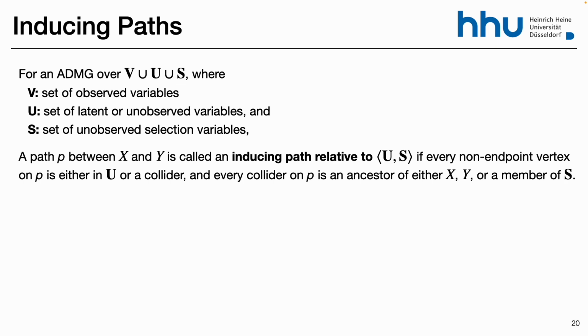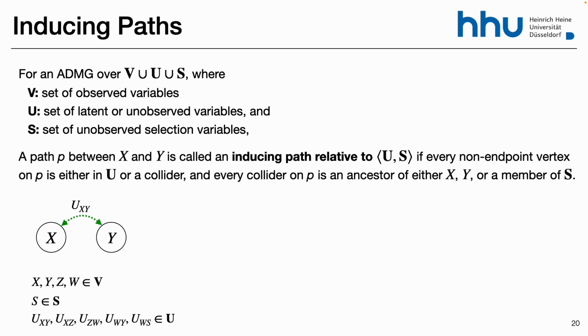That could be something like this as well, right? You don't need it to be bidirected, but the variable in the middle is a collider and also is an ancestor of one of the variables. So this is another inducing path. You just need to see that there is a collider path and all the colliders are ancestors of either the first or the last. So those are examples of inducing paths.